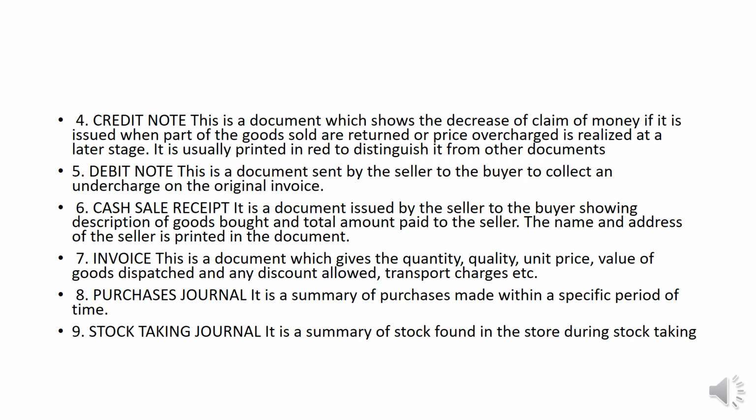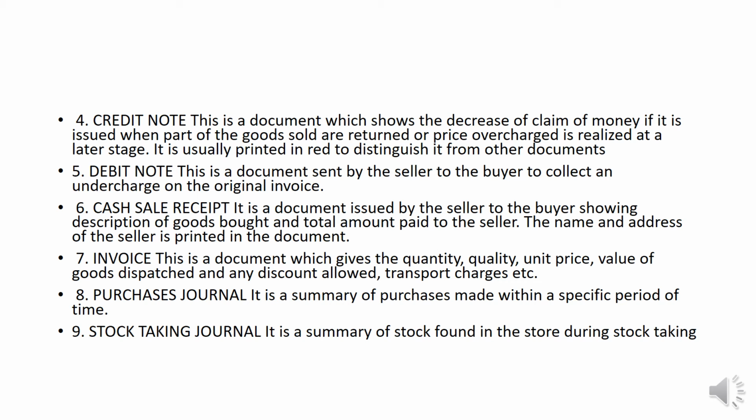So we go to the sixth, that is cash sale receipt. It is a document issued by the seller to the buyer showing a description of goods bought and the total amount paid to the seller. The name and address of the seller is printed on the document. I think everybody has encountered this cash receipt, whereby if you buy goods on cash, you are given the receipt to prove payment for certain goods or services.